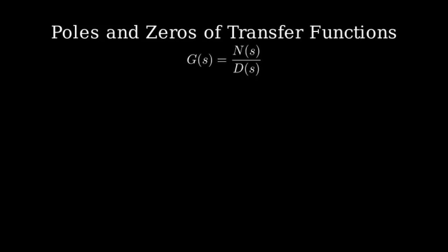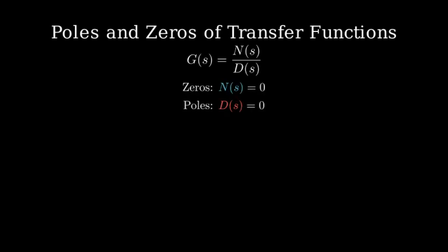The zeros of the transfer function are the roots of the numerator polynomial, N(s). These are the values of s for which the transfer function G(s) becomes 0. The poles are the roots of the denominator polynomial, D(s). These are the values of s for which the transfer function G(s) becomes infinite.